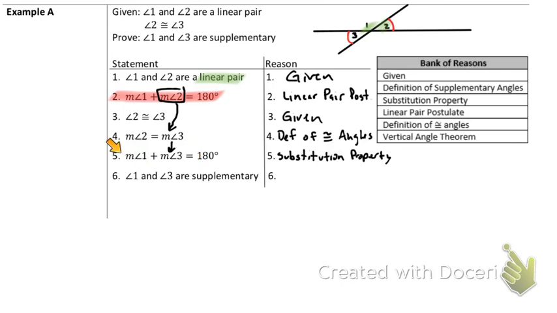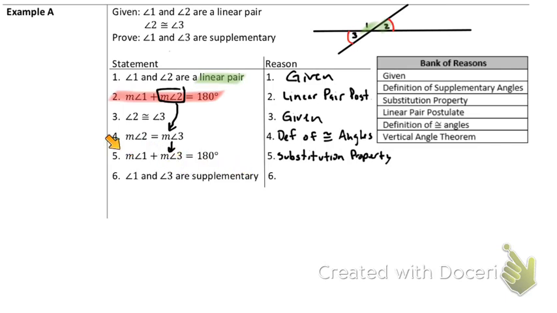So now, from step 5, how did I move on to step 6? Well, if you look, when we add two angles and they equal 180, this is the definition of supplementary. So we can now say angle 1 and angle 3 are supplementary. If you notice, that's what I'm trying to prove up here. We're trying to prove angle 1 and angle 3 are supplementary.